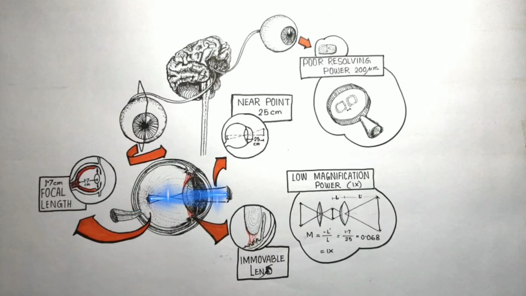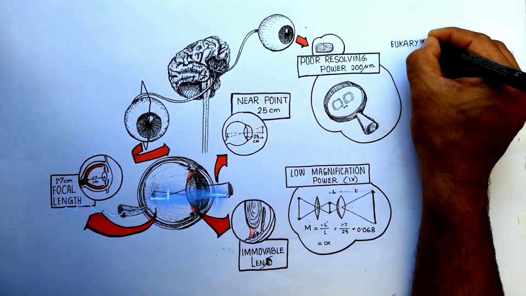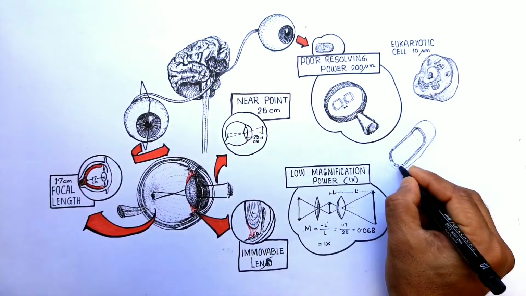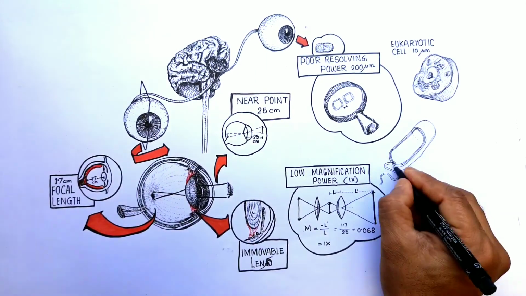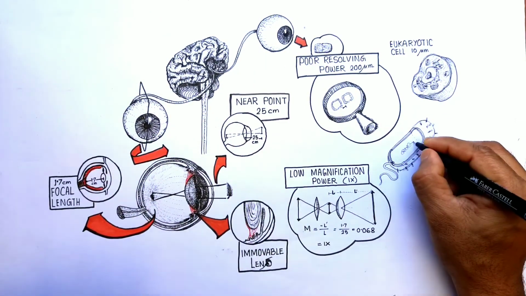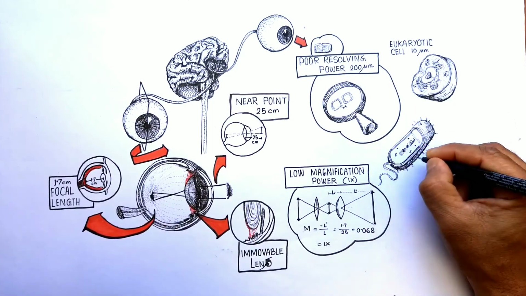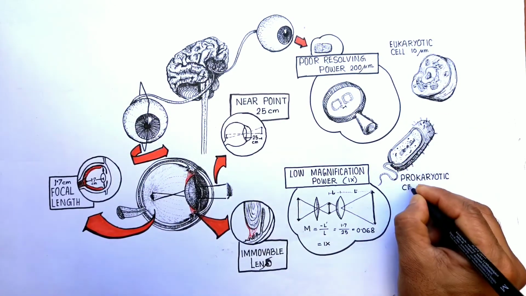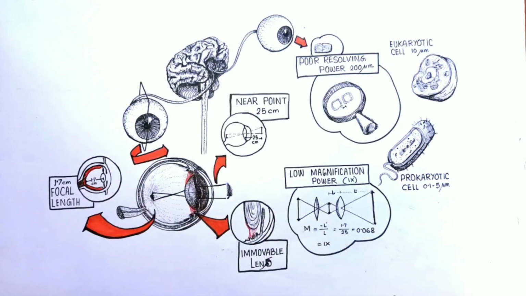The resolution of a typical unaided human eye is about 200 micrometer, whereas eukaryotic cells are roughly 10 micrometer to 100 micrometer in size. And I would like to give you an idea about the prokaryotes like bacteria. Eukaryotic cells are about 10 times the size of a prokaryote, roughly 0.1 to 5 micrometer in diameter.